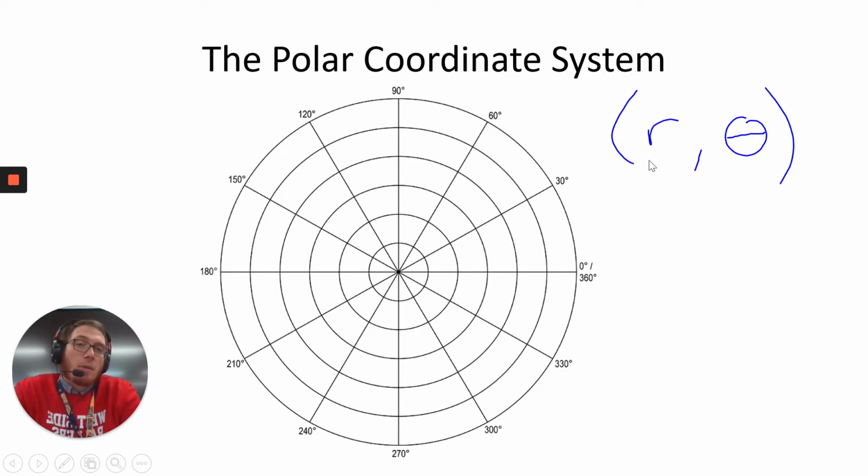Instead of x and y, we use r and theta. R represents the radius, so how far out away from the center it is, and theta represents what angle or which spot you're looking at on the angle.